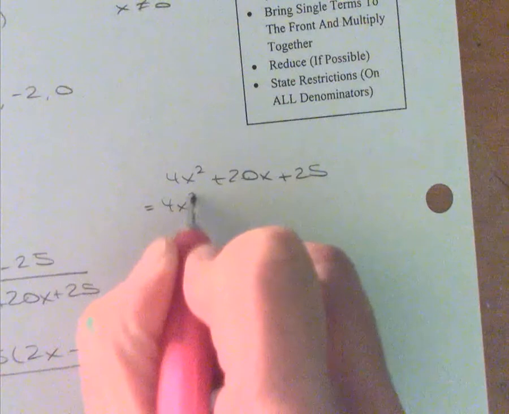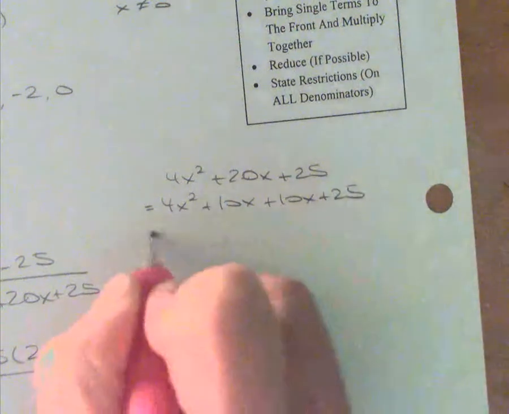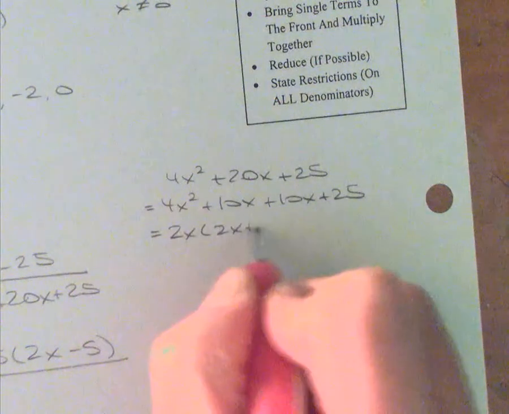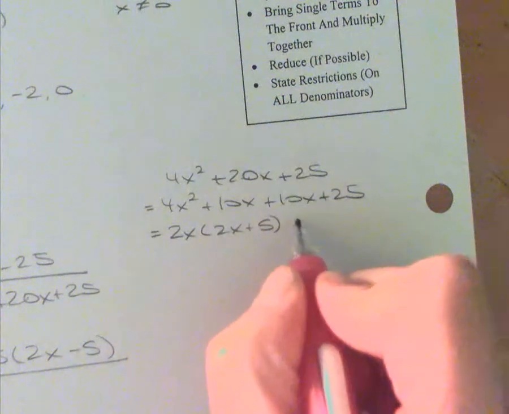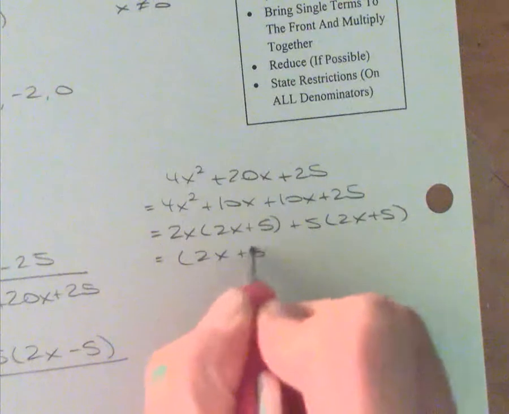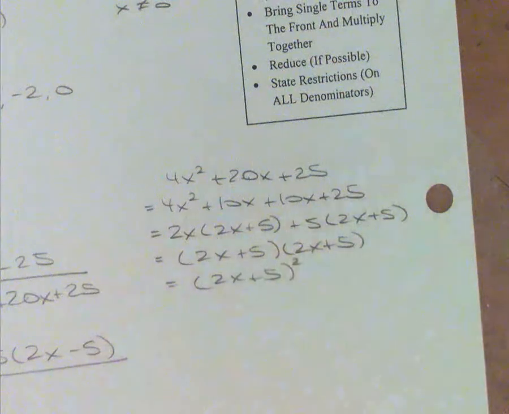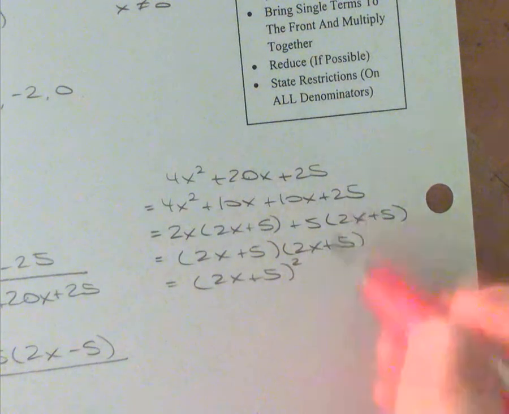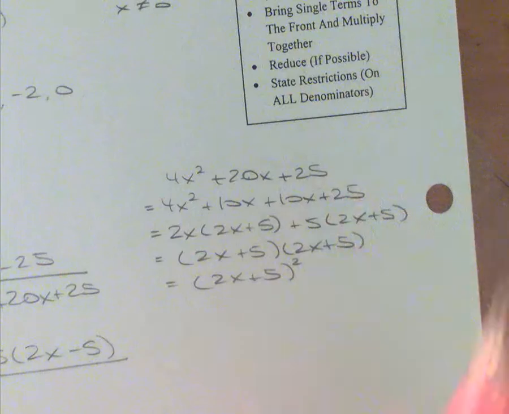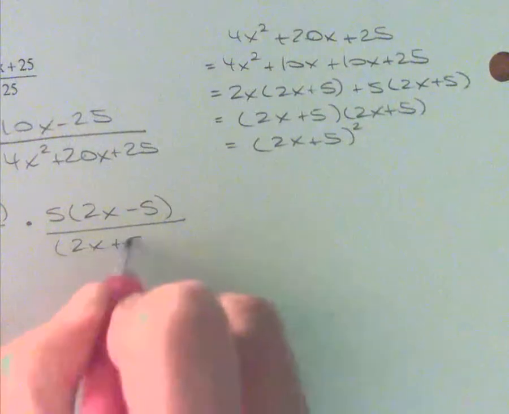So I'm looking for two numbers that I can multiply and add, and I get 10 and 10. There's a common factor of 2x. I'm left with 2x plus 5, plus 5, 2x plus 5, and I have 2x plus 5 times 2x plus 5, which is 2x plus 5 squared. Okay, so this is known as a perfect trinomial square because both brackets are the same and they end up squared at the end. I'm going to add in 2x plus 5 squared.